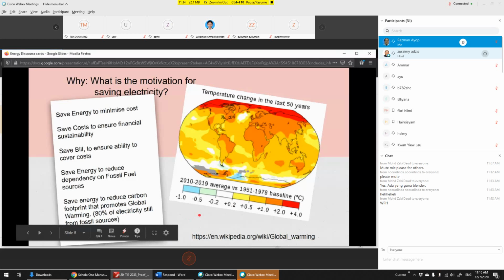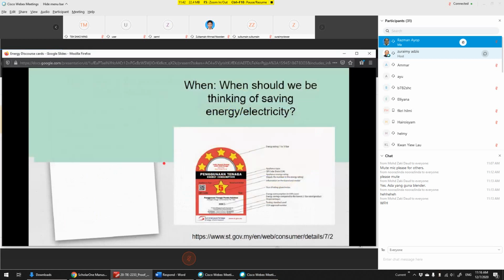Next, we are still in the same slides. When should we be thinking of saving electricity? Anytime. But in particular, before using an electrical appliance, or when you use an electrical appliance, when you iron your clothes, have a thought. How can I save energy when I use an iron? Fikir-fikir sikit macam mana bila kita guna strika tu, macam mana nak jimatkan tenaga.